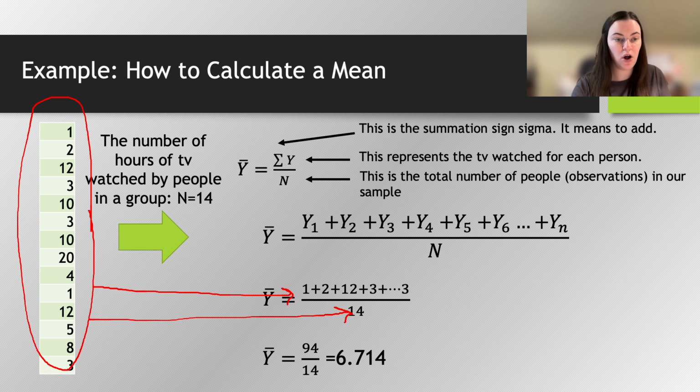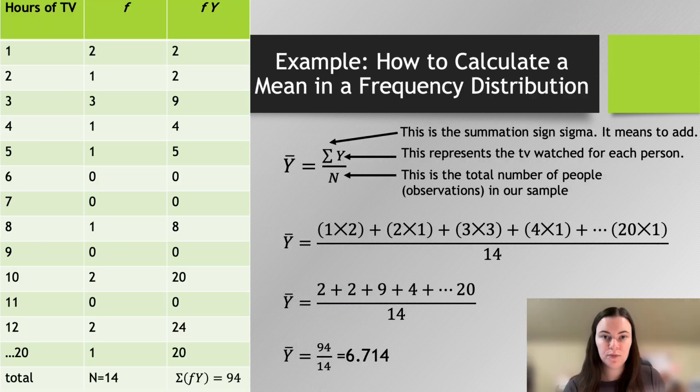If I add together all of these hours, I get a total of 94. And then again, all I have to do is divide by that total number to get an average of 6.714 hours. We can also calculate a mean or an average value using a frequency distribution. So if you recall from the last video in Chapter 2, a frequency distribution is a great way for us to organize and visually display data for a single variable.